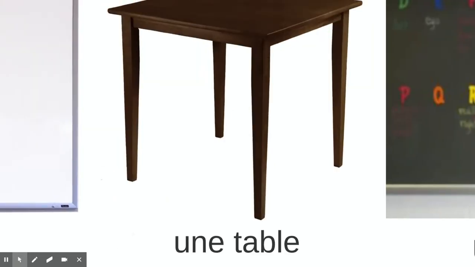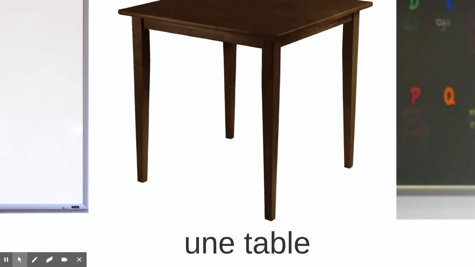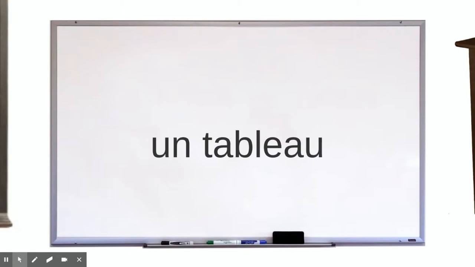Et ça, c'est une table. Une table is facile. That's a table. So une table is a table. Et puis, un tableau. Un tableau is a whiteboard.